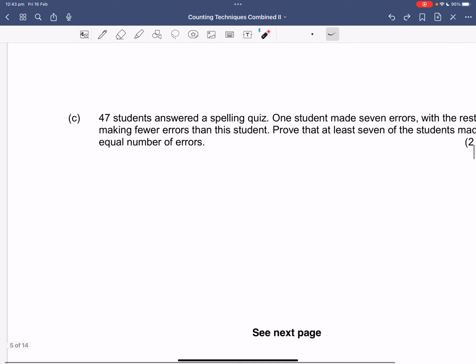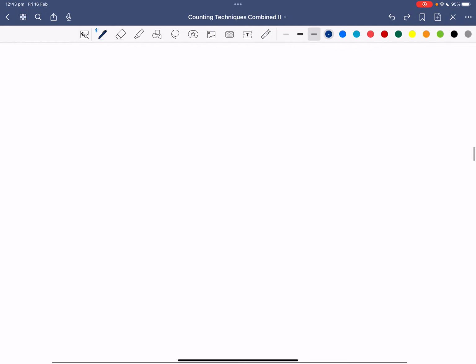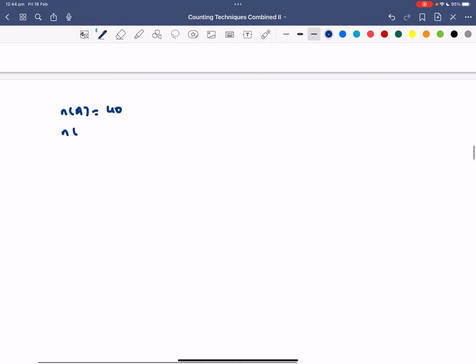So find some space, and I want everyone writing this down. Let's say the number of people that do A is 40. So it's again an inclusion-exclusion principle with 3 events. The number that do A is 40. Number that do B is 33. Number that do C is 17. I'm just making these numbers up. And the number that did A and B total is 5.